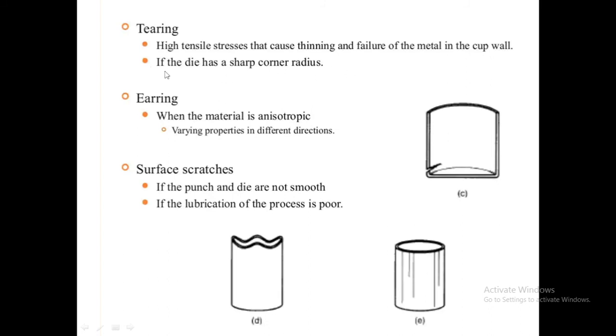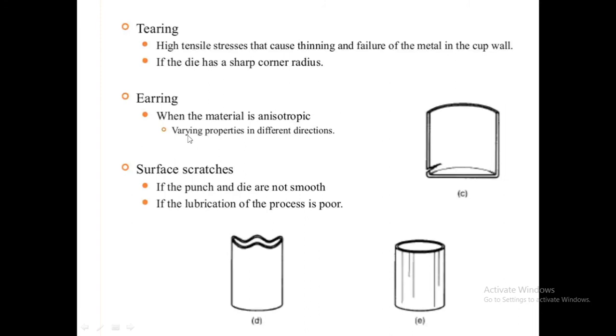And why is this tearing done, or which factor will cause the tearing? It is that the die has a sharp corner radius. If the corner radius of the die is sharp, then tearing occurs. Then earring, when the material is anisotropic. Anisotropic, what is meant by earring?